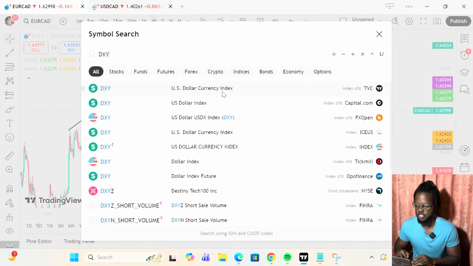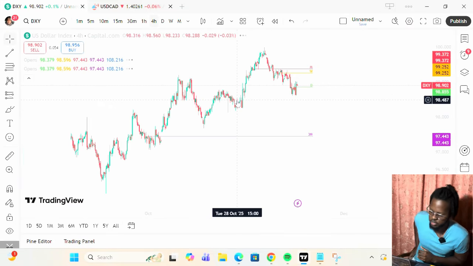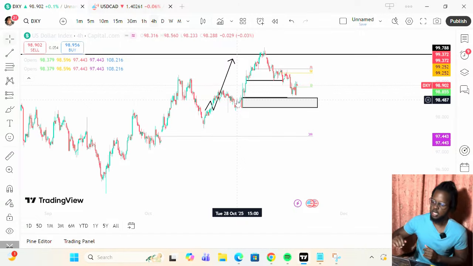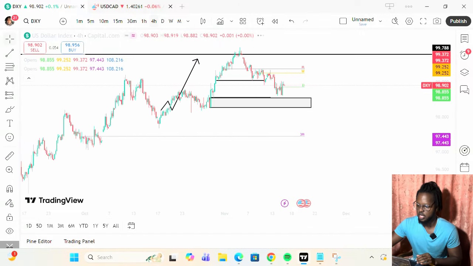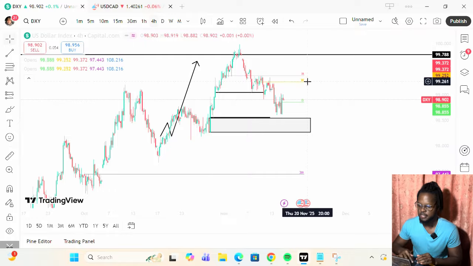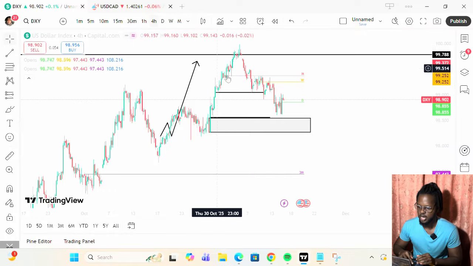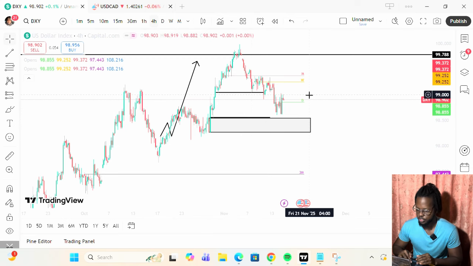Those are the positions I have open, but let's just go straight to the charts. So what am I looking for on the dollar? I marked this out last week, guys. This was my liquidity high. I wanted it to get taken. It got taken, and then I marked out this demand zone. So what am I waiting for? I'm waiting for price to interact with this demand zone and shoot higher.